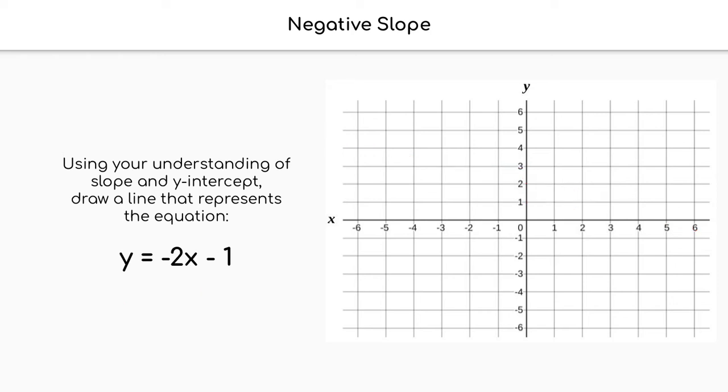Let's take a look at another equation. Using your understanding of slope and y-intercept, let's draw a line that represents the equation y equals -2x minus 1. So the first thing I want to do is identify my slope and my y-intercept. In this case, my slope is -2.